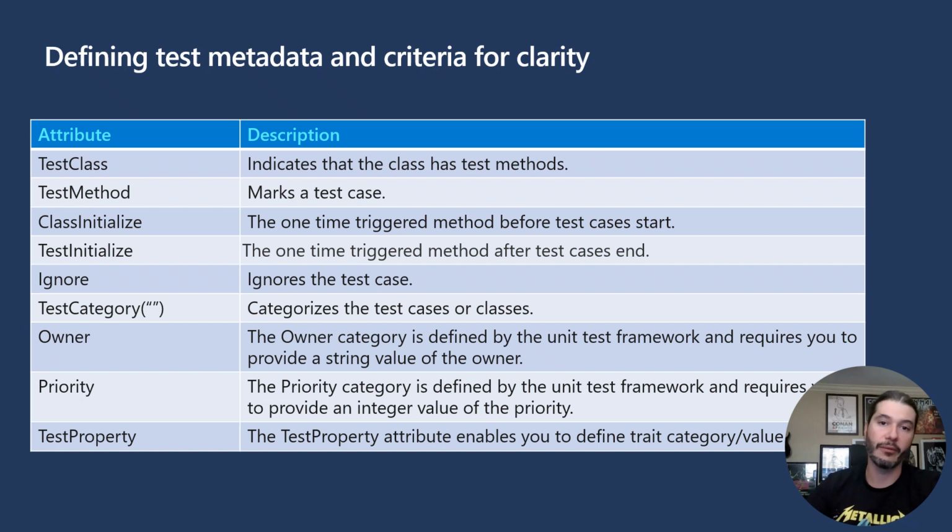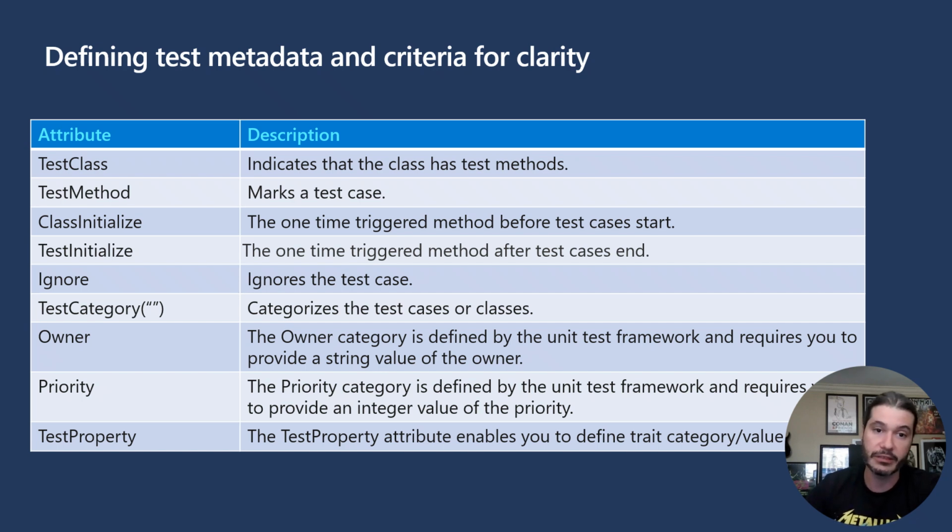Okay, so we've seen how we can clone Easy Repro. Let's move into working with tests that we may already have or tests that we don't have that we're going to define. So what I would want to point out here is metadata and criteria, sort of attributes that you can add to your test for clarity.